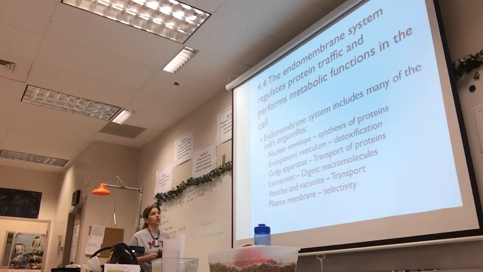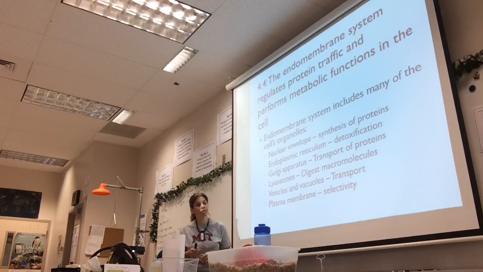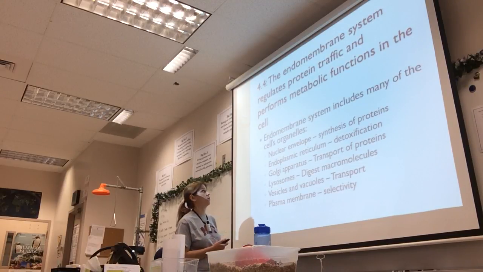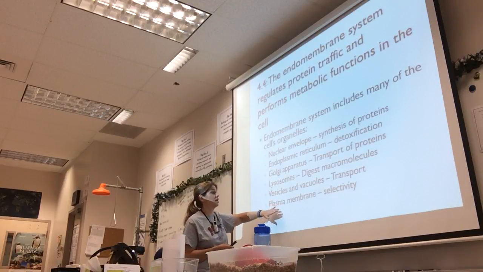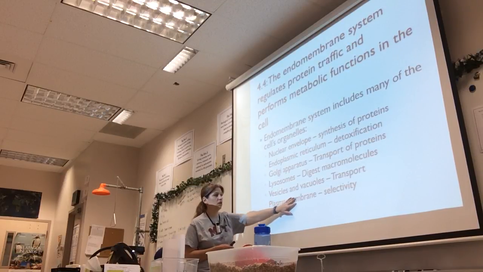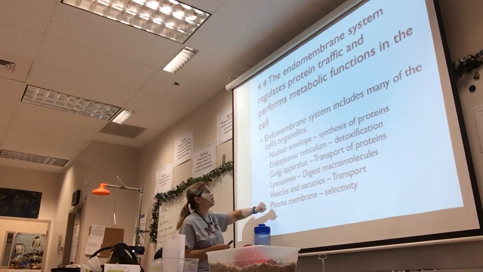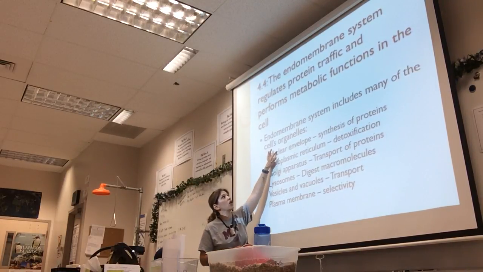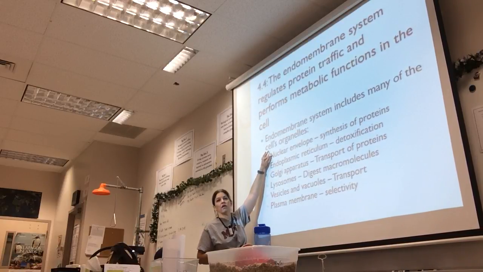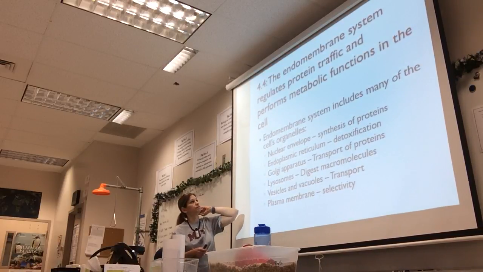Connected organelles. And when I say connected, they could be connected physically, or they could just share parts of that membrane system. So this is a list of everything that's in the endomembrane system. Of course, that includes your plasma membrane, but it also includes the nuclear envelope. Remember last class we said the nuclear envelope was actually made of membrane.